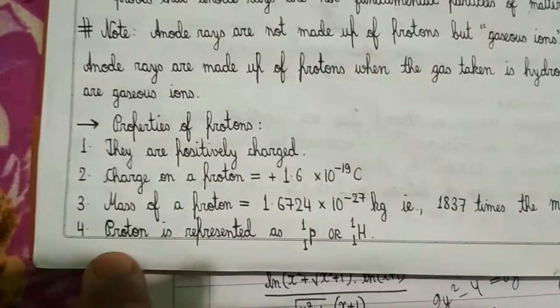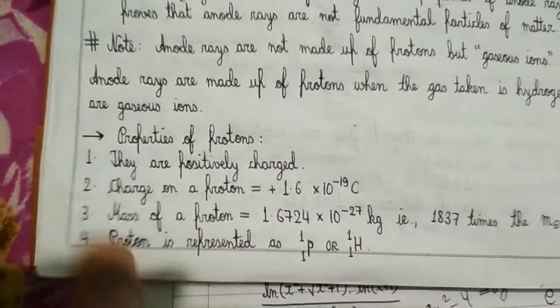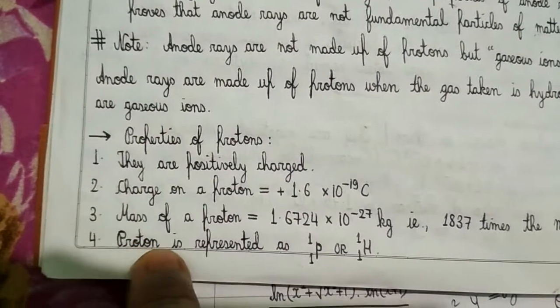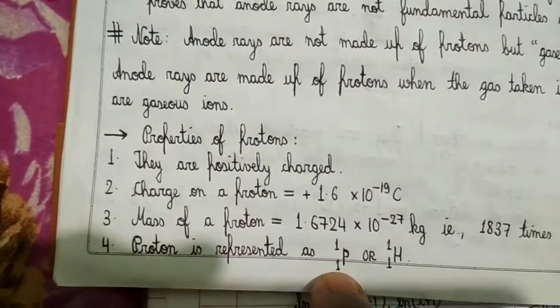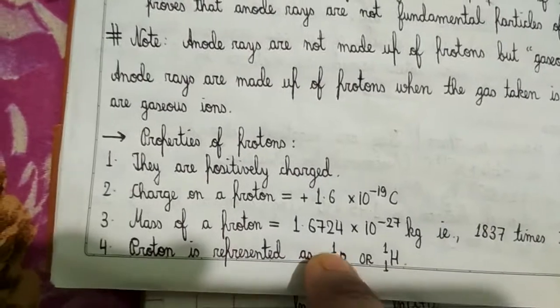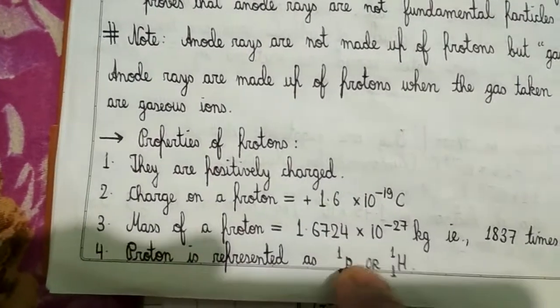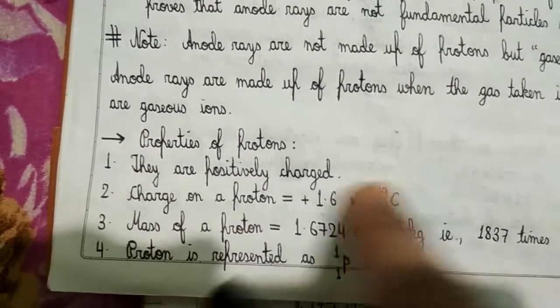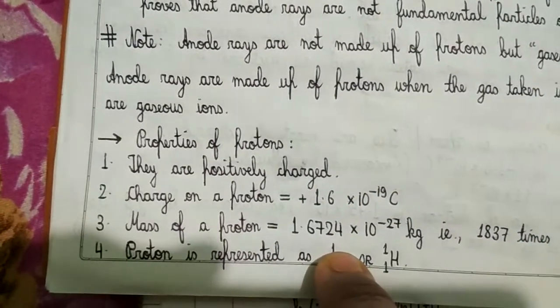In the same way as we discussed for the electron, how is the proton represented? The proton is represented by P. The charge is 1, so we have a 1, and it has a mass of unit mass. The mass of a proton is taken to be unit mass, so therefore it is P with 1 and 1.